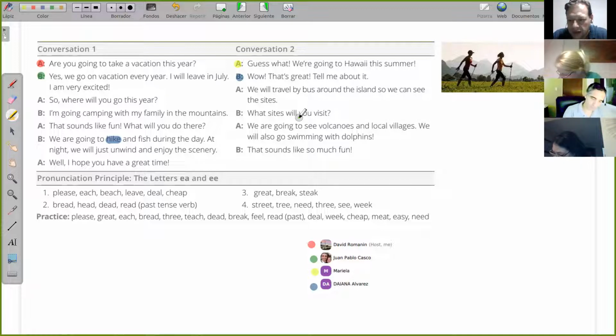In Spanish, how would you say it? Volcanes. And local villages. Village, this one is one village and many villages. Village is a small town. We have a cognate or a similar word in Spanish that we call villa.